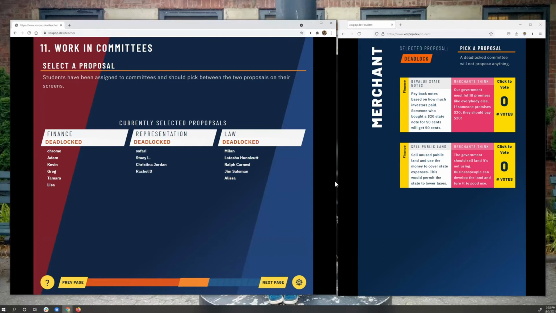Great. So on Greg's screen on the right, this is the student's screen. He is given the choice between 2 proposals. And as you see on the left, the students have been broken up into 3 issue committees. Each committee contains members of different groups. So in the finance committee, you've got farmers, merchants, they probably want different things. This is another small group session where people vote on their favorites.